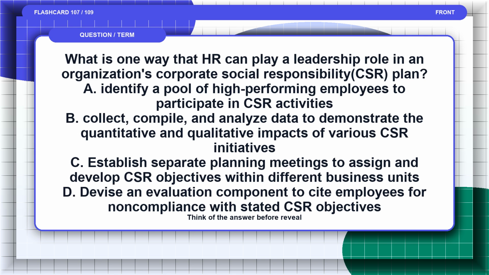Flashcard 107. What is one way that HR can play a leadership role in an organization's corporate social responsibility, or CSR, plan? A. Identify a pool of high-performing employees to participate in CSR activities. B. Collect, compile, and analyze data to demonstrate the quantitative and qualitative impacts of various CSR initiatives. C. Establish separate planning meetings to assign and develop CSR objectives within different business units. D. Devise an evaluation component to cite employees for non-compliance with stated CSR objectives. Pause and think of the answer before the reveal.